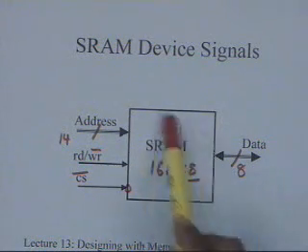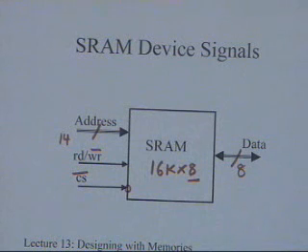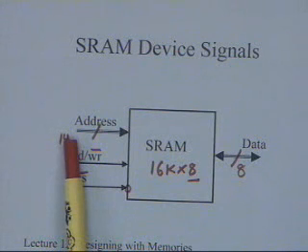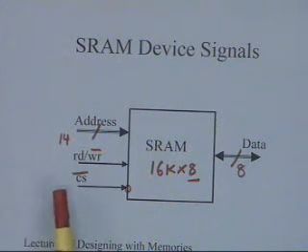16K corresponds to 14 address lines, so this will be 14 bits wide. This will be a typical pin device signal, apart from supply and ground, which I am not showing. Every device requires supply and ground. You have to supply the address where you are going to read from or where you are going to write.